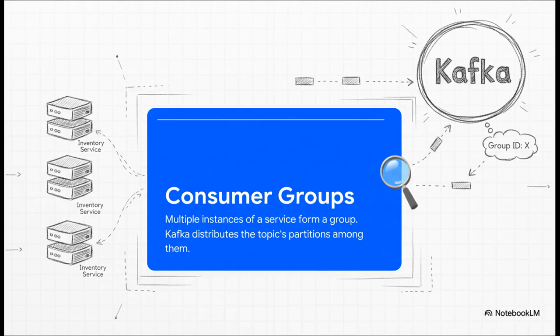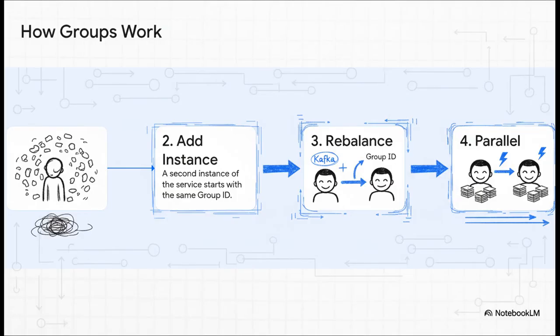But Kafka has a solution for that too, and it's called consumer groups. It's a simple idea with powerful results. Instead of running just one copy of your inventory service, you can run a bunch of them. And Kafka is smart enough to see they're all part of the same team, so it automatically splits the work between them. So let me walk you through how this works, because it's pretty slick.